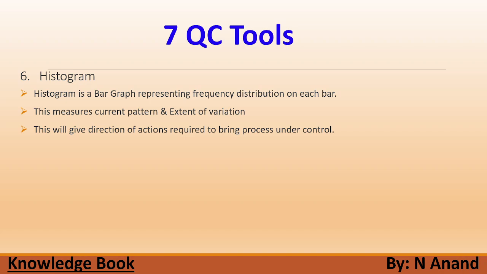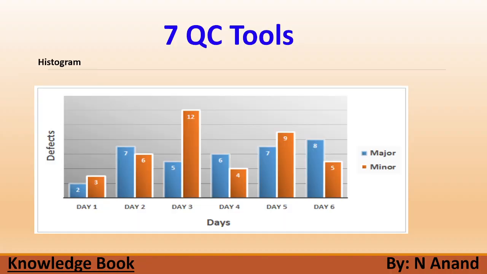Sixth is a histogram. This is a bar chart representing a frequency distribution on each bar. This measures the current pattern and extent of the variation. This will give the direction of actions required to bring a process under control. Here you can see the histogram. In the x-axis there are the days, in the y-axis are the defects. On which day, which defects, minor or major defects, are quantified in a histogram, in a bar chart, so that we can take actions on the defects.